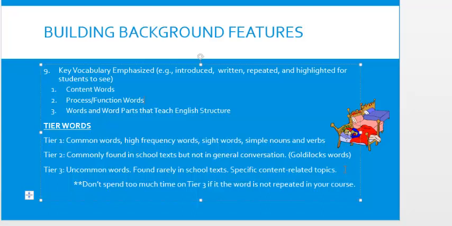Tier 2 words are found in school textbooks, but not necessarily in general conversation. So those are more geared probably to your content area. We call those the Goldilocks words, which is the little picture cue that I have there for you, where she's finally found the just right bed. So they're not too simple and they're not too uncommon, but they're just right. They're important for them to learn so that they can be successful in your classroom. And oftentimes those words can even be transferred into other content areas as well, but they are more specific in academic contexts.